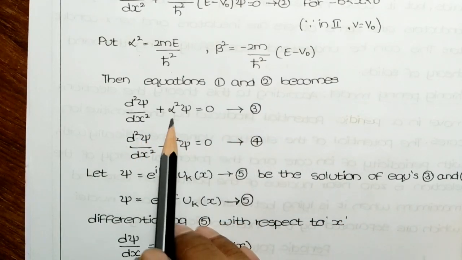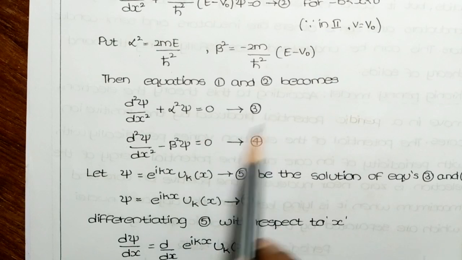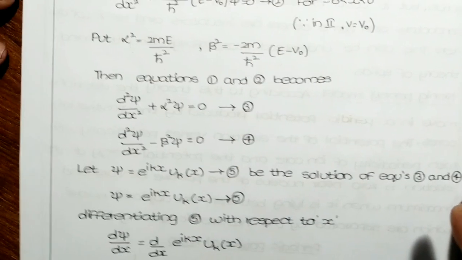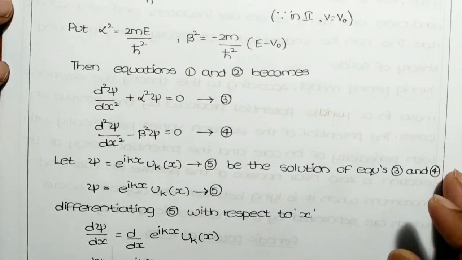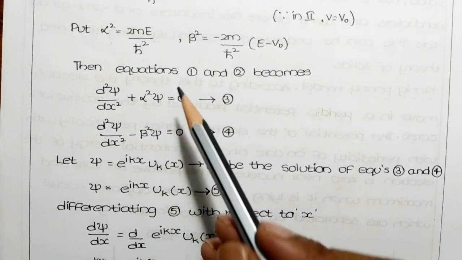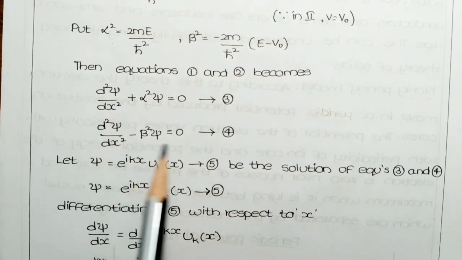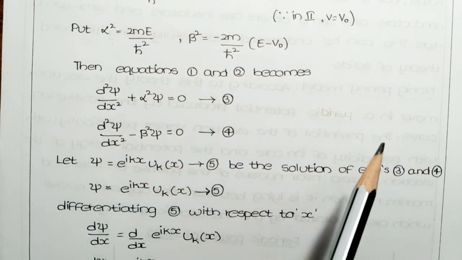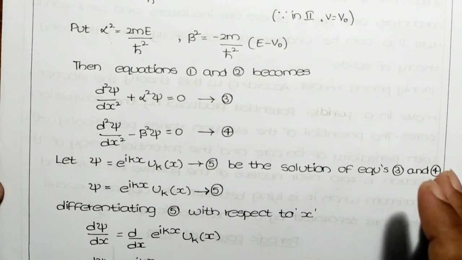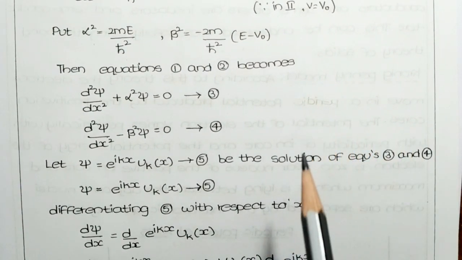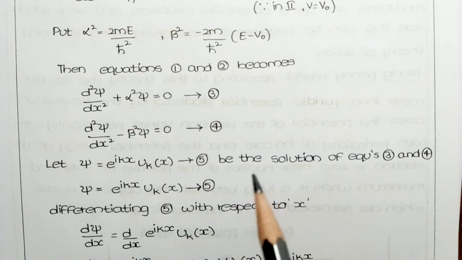∂²ψ/∂x² + α²ψ = 0 (equation 3), and ∂²ψ/∂x² − β²ψ = 0. This is equation number 4. Here these two equations are second order differential equations, so I have to solve these equations by using a certain particular solution.